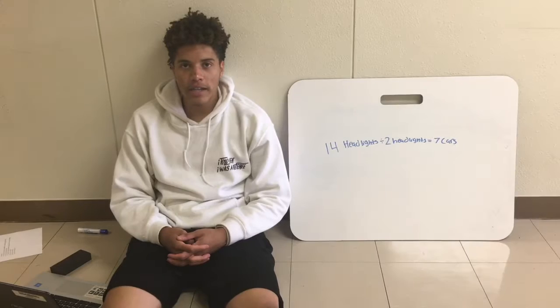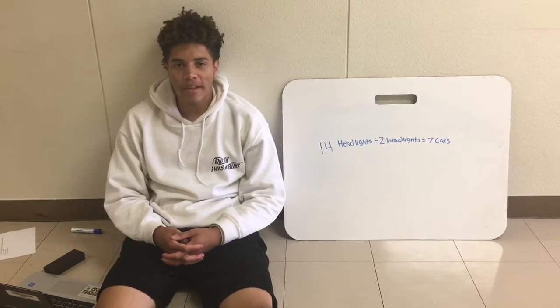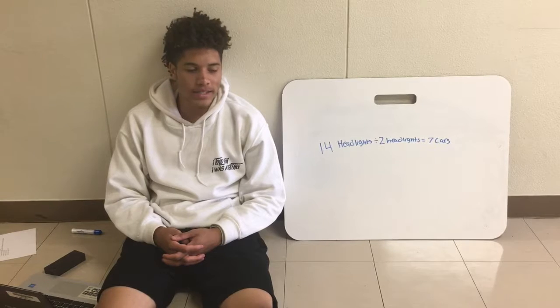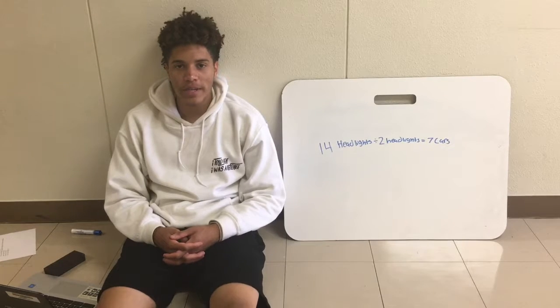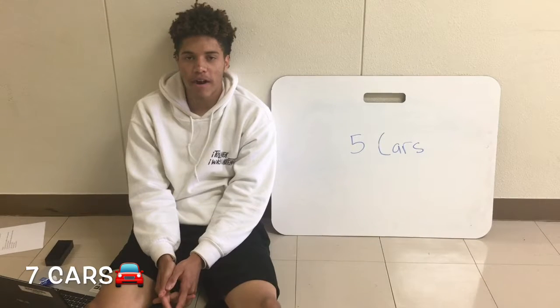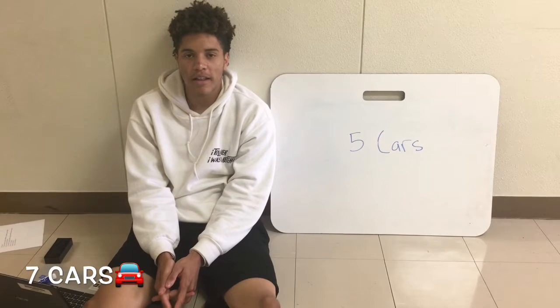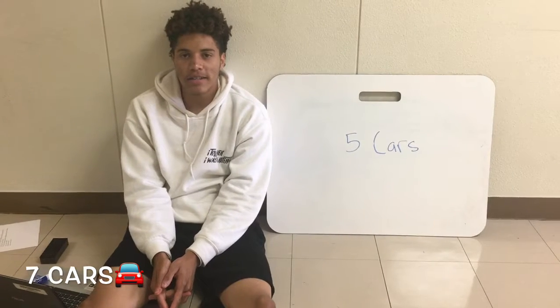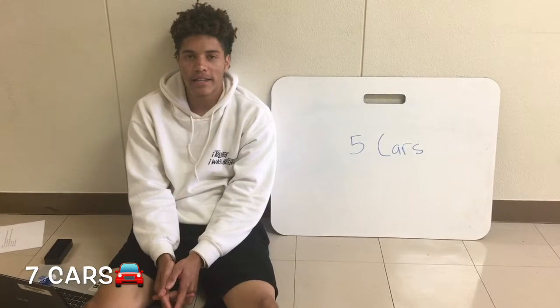So you take the 14 headlights from the question, divided by the 2 headlights that you need to make 1 car, which means you could possibly make 7 cars if there are enough of the other pieces, in this case, the tires. The conclusion of this equation is that only 5 cars can be made, due to the fact that there are only enough tires to make 5 cars, making the tires the limiting reactant and the headlights excess.